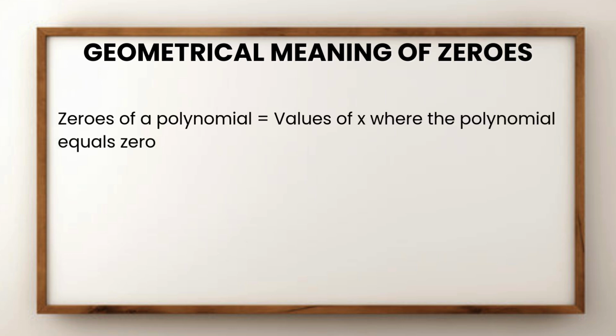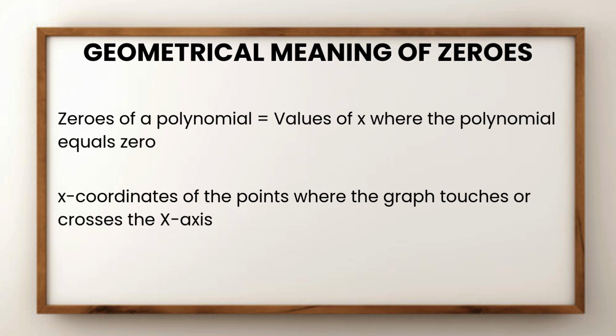The zeros of a polynomial are the values of x where the polynomial equals 0, which means they are the x-coordinates of the points where the graph touches or crosses the x-axis. Let's analyze different cases based on the degree of the polynomial.